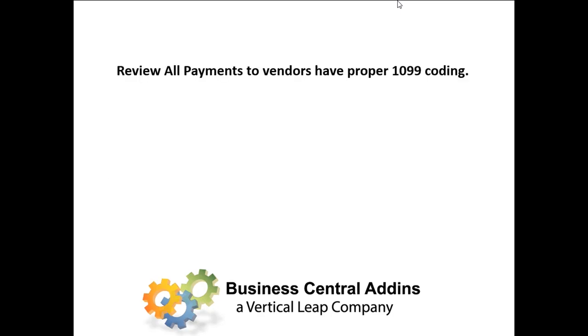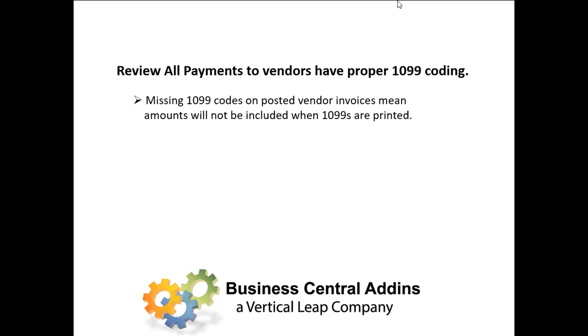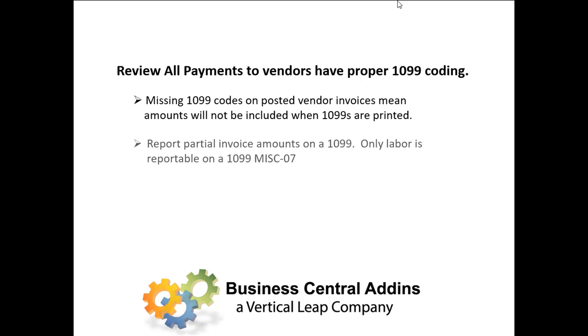It also allows you to review all of the payments that have been made to vendors and to verify that they've been properly coded or coded at all, because any payment that's not coded will not appear on the 1099s. So if you're missing a 1099 code on an invoice, that means the payment will not have a 1099 code, and it will not be included on the document when printed.